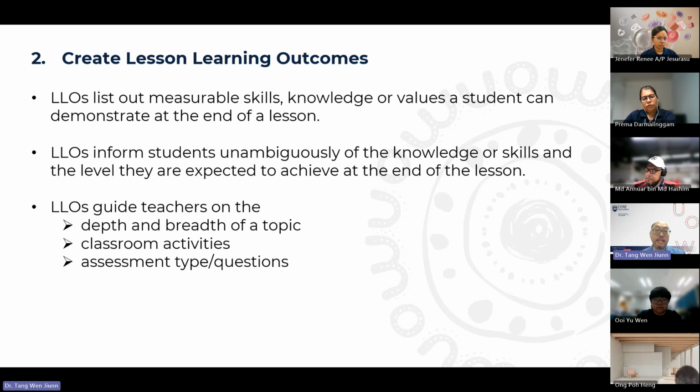In this lesson learning outcome, we list out the measurable skills, knowledge and values a student can demonstrate at the end of a lesson. What we want them to learn. These LOs, normally we put in our slides before we start the class. Like, okay class, today's class, this is what you're going to learn by the end of this lesson. So that the students are well informed about today's activity and what they are expected to achieve.